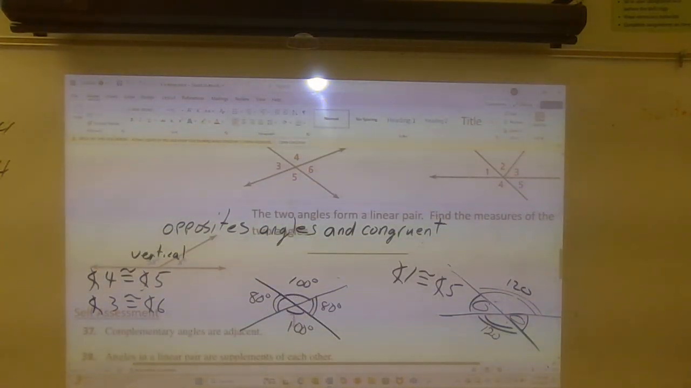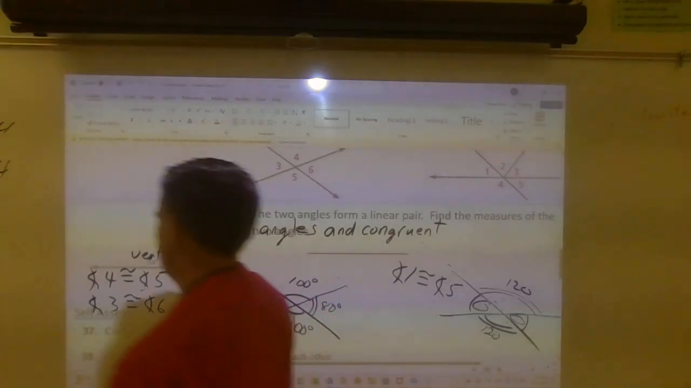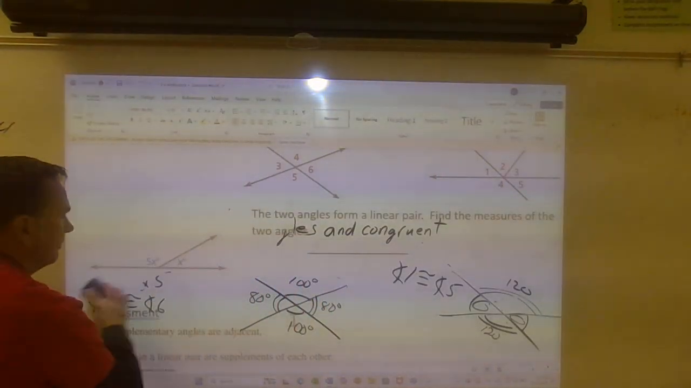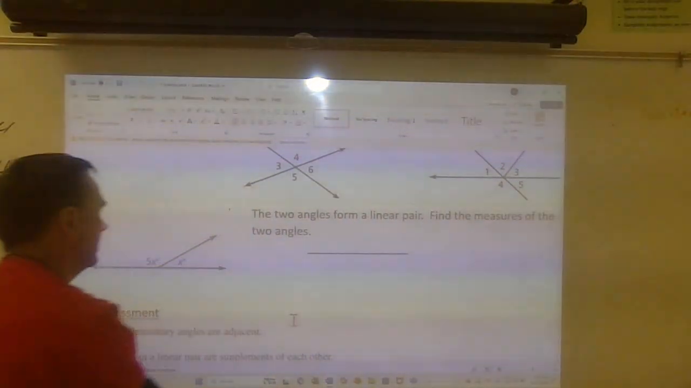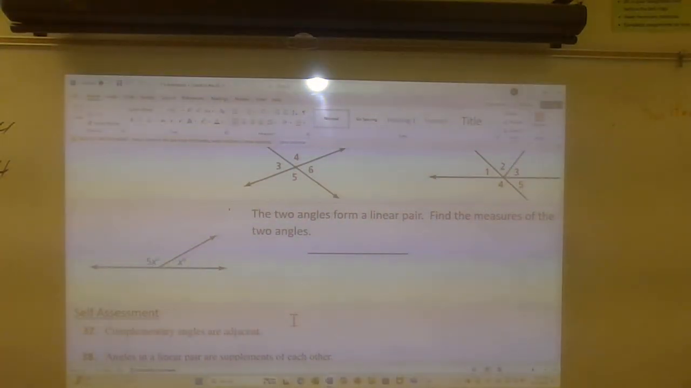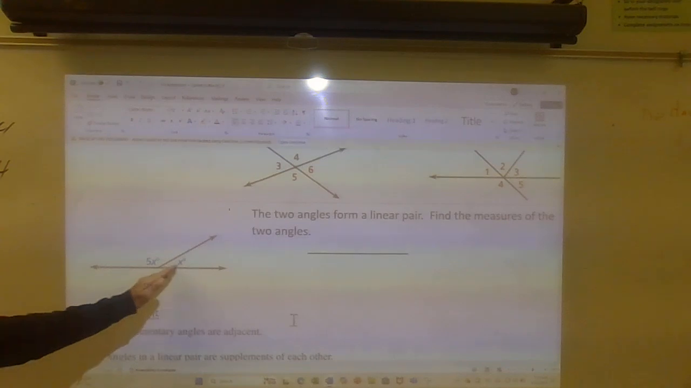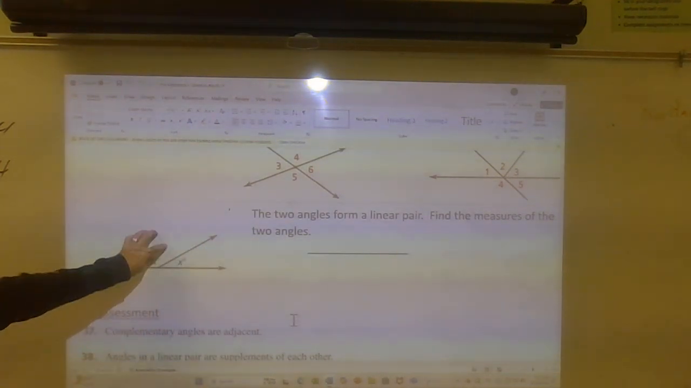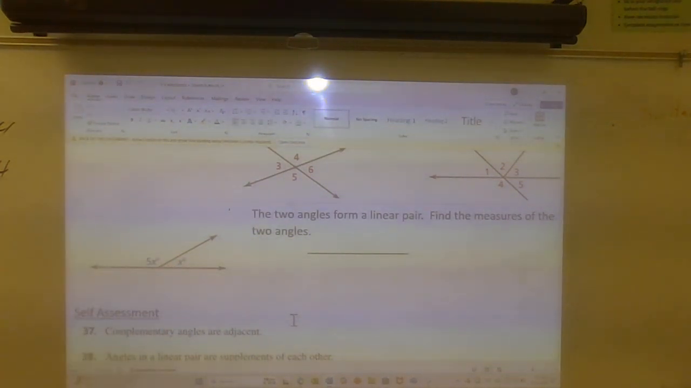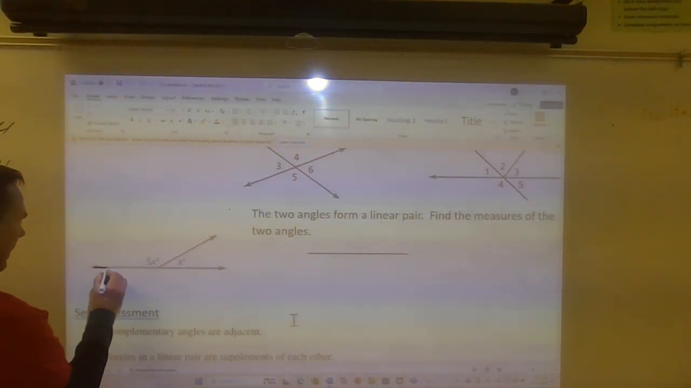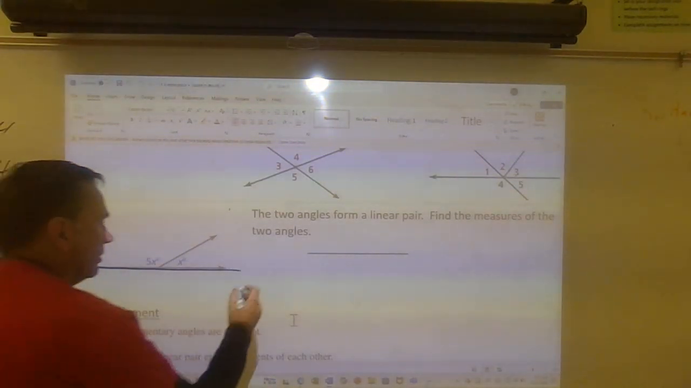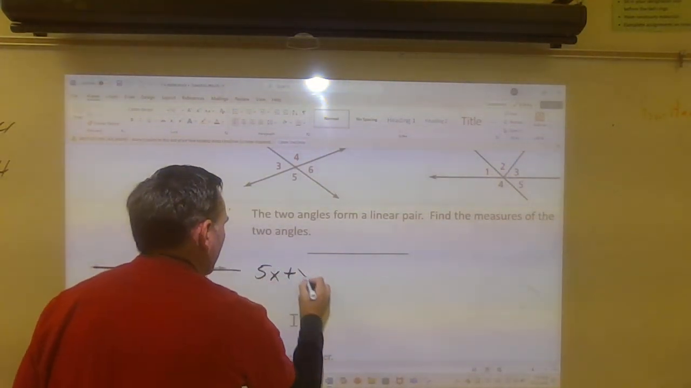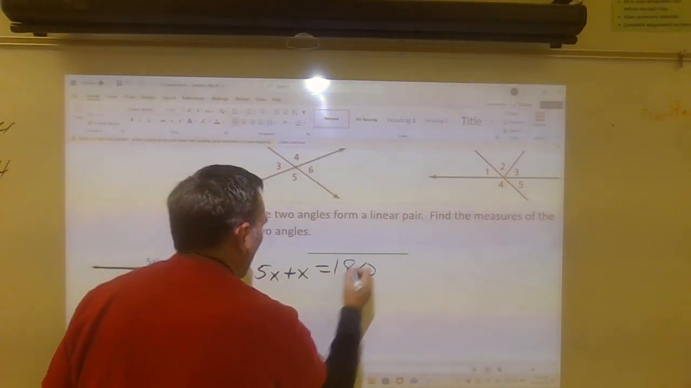Now the last problem we're looking at. We're looking at this problem here. We have this figure. We have a straight angle. We have another angle coming up. This measures 5x, and this is x. Now, what we know about this is that this is a linear pair, and we know a linear pair makes a supplementary angle. So we could say 5x plus x equals 180.